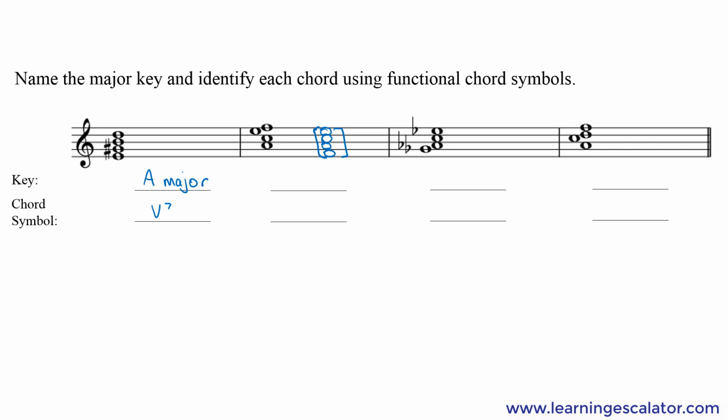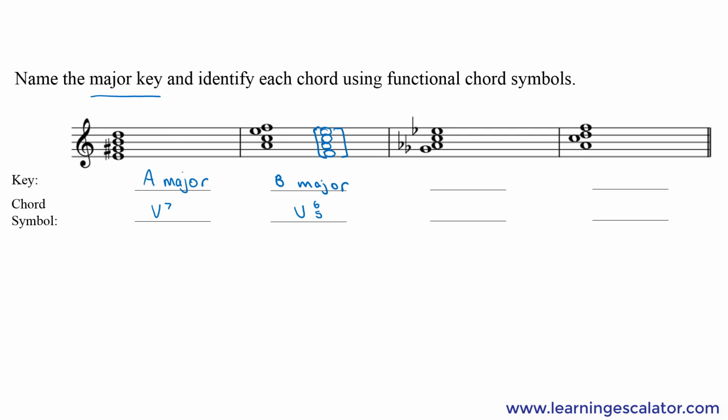Since F is the dominant, that means it's B major or B minor, and since it's a major key, it's B major. And since the A is on the bottom, that means it's in first inversion. So it's V6-5.